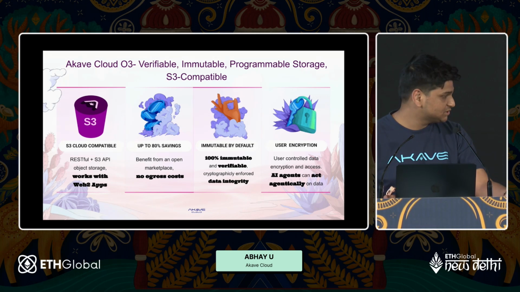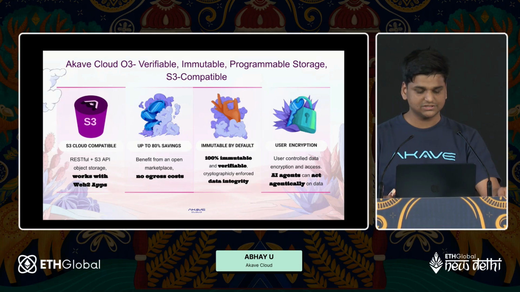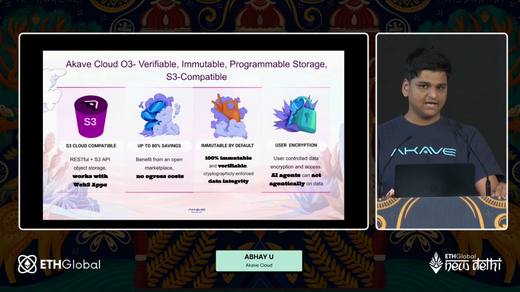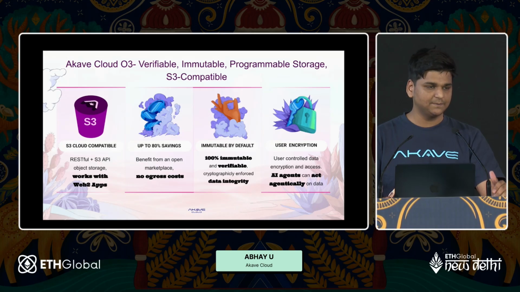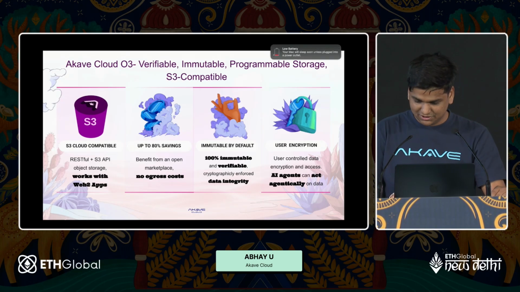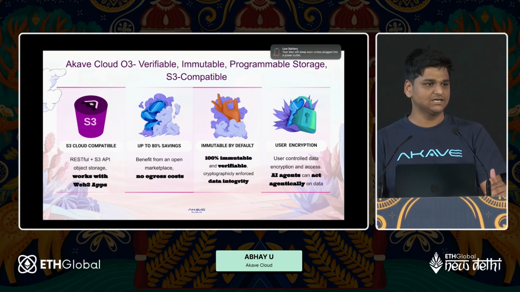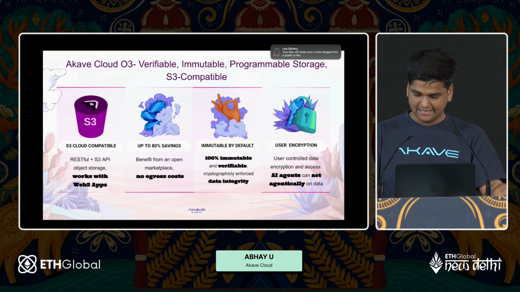Also, we charge no egress fees when compared to centralized cloud infrastructure, so you end up saving around 80% of cost, and it is immutable by default. Versioning is also enabled by default, so it is mutable, but it just creates a new version of your data, and basically the data remains immutable. And user encryption: every data is connected to a wallet, so your AI agent can easily access your data and encrypt your data.